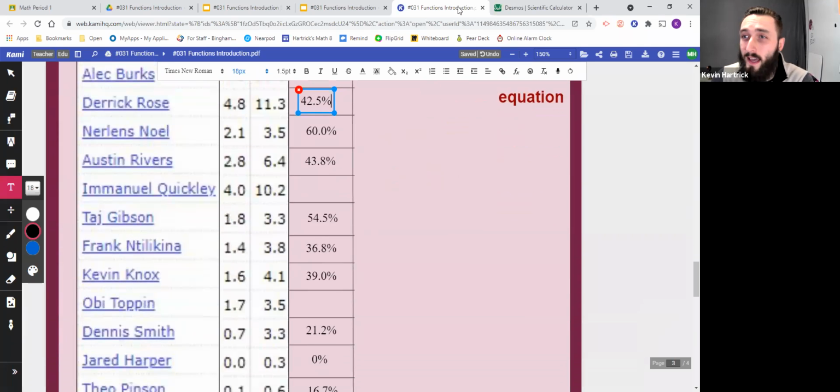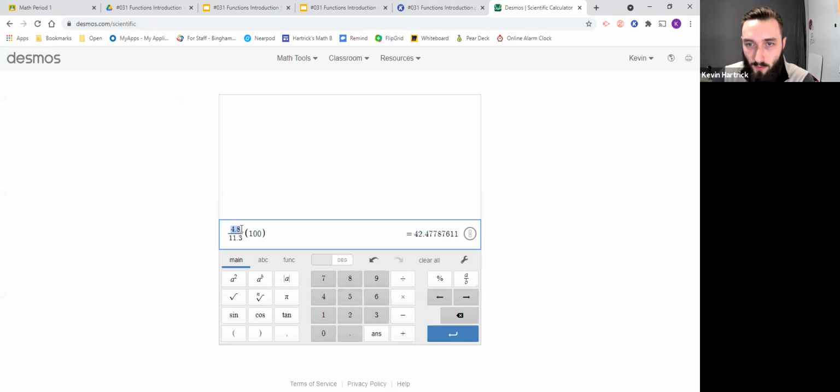Let's look at Immanuel Quickley. That's their new rookie this year. He's doing pretty well. He's making 4.0 on 10.2 attempts. 4.0 on 10.2. I'm just editing this equation now because I have it all set up here in my Desmos. You can do that, or you can retype it out each time. It just saves me time not to do that.